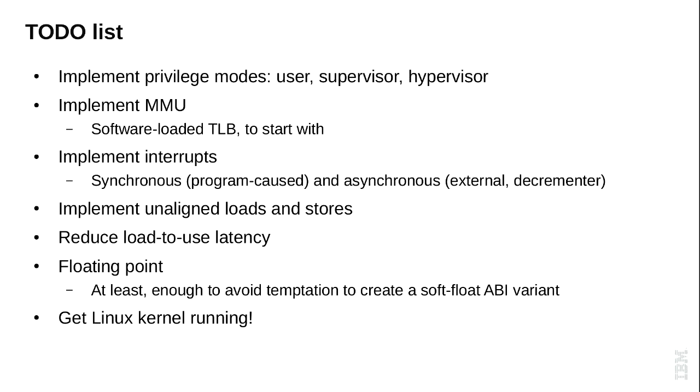What we want to do is avoid the temptation to create a soft float variant of the ABI. This happened on 32-bit embedded PowerPC, and it was a real pain because, all of a sudden you need different tools, and the one binary won't run here, and will run here but won't run there. We really want to avoid that, and then get Linux running. That would be terrific. So that's that.